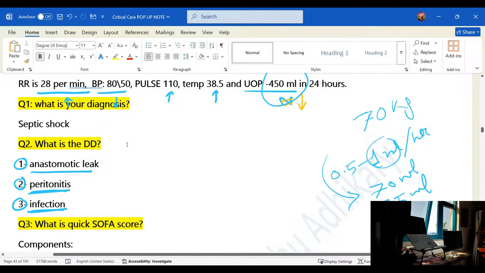Anastomotic leak, peritonitis, and infection.